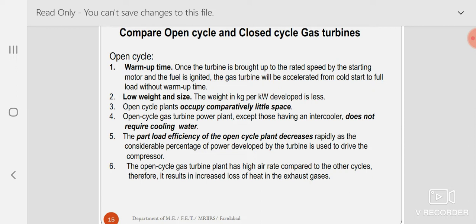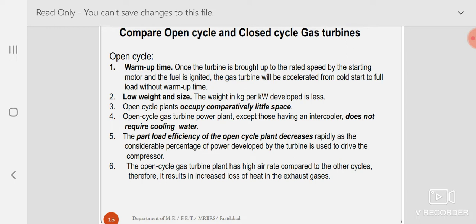The weight in kg per kilowatt developed is less. Kg per kilowatt. That means if it produces 100 kilowatt, say a gas turbine plant, and we compare between a 100 kilowatt open cycle plant and a 100 kilowatt closed cycle plant, the weight of the open cycle plant is less. Weight in kg per kilowatt developed is less.